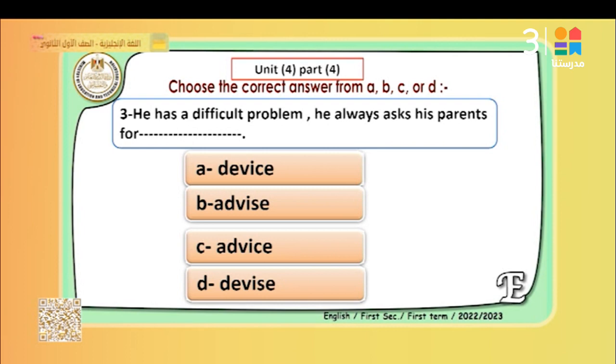So when you are in a problem, you ask for advice, not device. What's a device? Device like, for example, the mobile is a device, the laptop is a device, the tablet is a device. فdevice ده جهاز، ابتكار حاجة، جهاز. فطبعا we won't ask for device, we will ask for advice. Which advice? Advice letter C, this is a noun. So he has a difficult problem. He always asks his parents for advice.